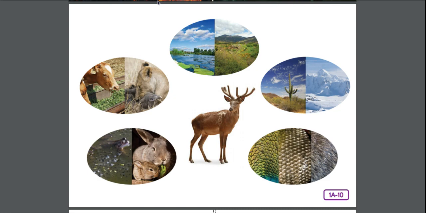There are 5 groups of animals that are classified as vertebrates: amphibians, mammals, birds, fish, and reptiles. What's the main characteristic of these 5 groups of animals? What do they all have in common? They all have a backbone, which means they are all vertebrates. That word vertebrate, you're going to have to absolutely know exactly what it means. Okay.